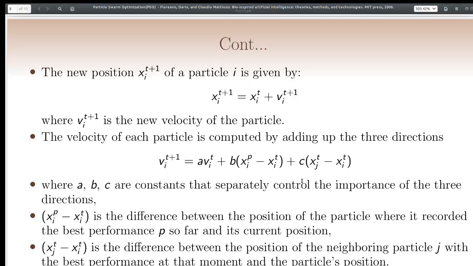These three terms are the fractions of the three directions involved in velocity updation, where xip minus xi(t) is the difference between the position of the particle where it records the best performance, that position being xip, and its current position, xi(t). The third term, xj(t) minus xi(t), is the difference between the position of the neighboring particle, denoted as xj, with the best performance at the moment, and the particle's position.